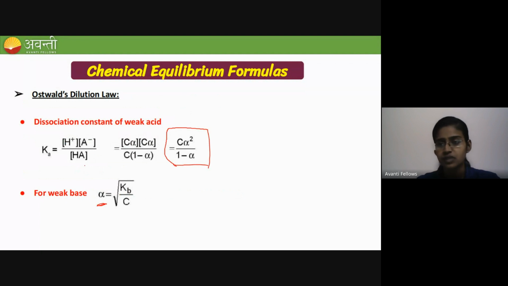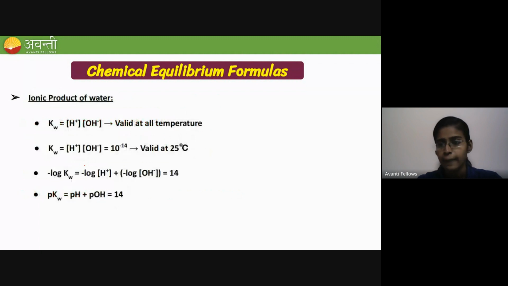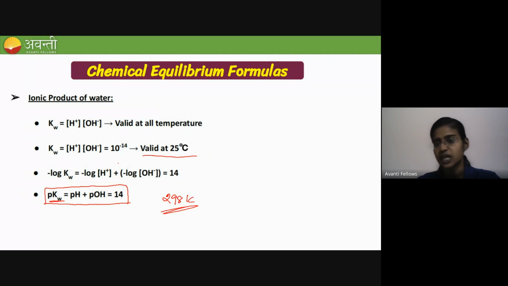Got it? Then coming to the ionic product of water. This last relation is important: pH plus pOH is equal to 14, and that is equal to pKw. This equation is valid only at 25 degrees Celsius, that is only at 298 Kelvin. This particular relation is valid only then. So if some other temperature is given to you, you cannot use this pKw is equal to 14 relation.